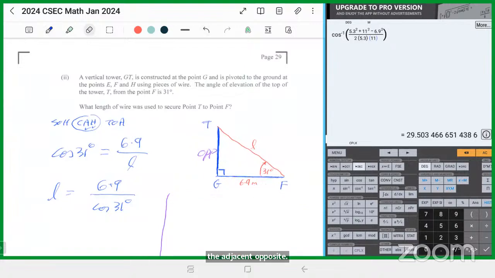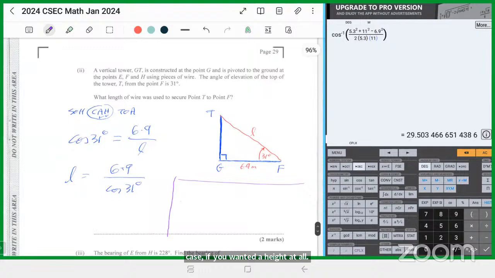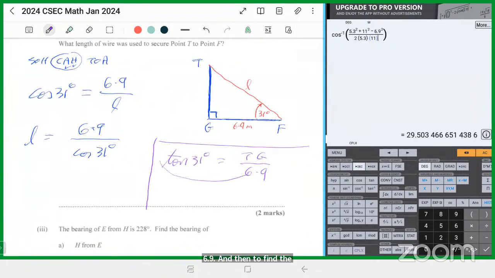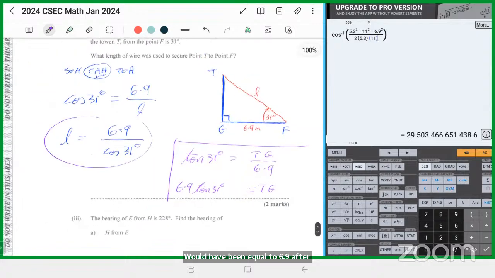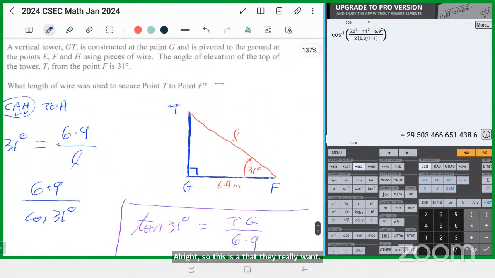So in that case, if you wanted the height of the tower, then we would have said tan of 31 degrees equals the opposite side, which is the TG, over the adjacent side, 6.9. And then to find the TG, I would have just multiplied by 6.9, so TG would have been equal to 6.9 times the tan of 31 degrees. But this is the calculation that they really want. I will tell the examiner that we'll call it L in the diagram right here, so the examiner knows that when I find L, I found my answer.